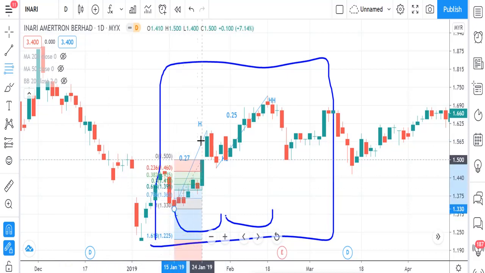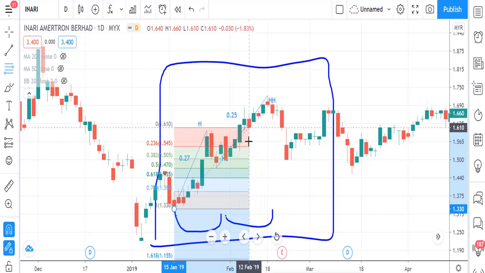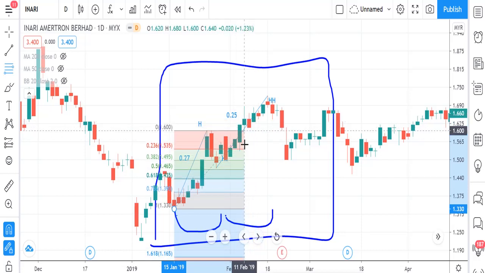From the low here up to the high there, okay, you can actually do it like this, as long as it goes to the high. Now I see it touches almost 50%. So that means it retraces almost 50%. Let me make it clearer to you.